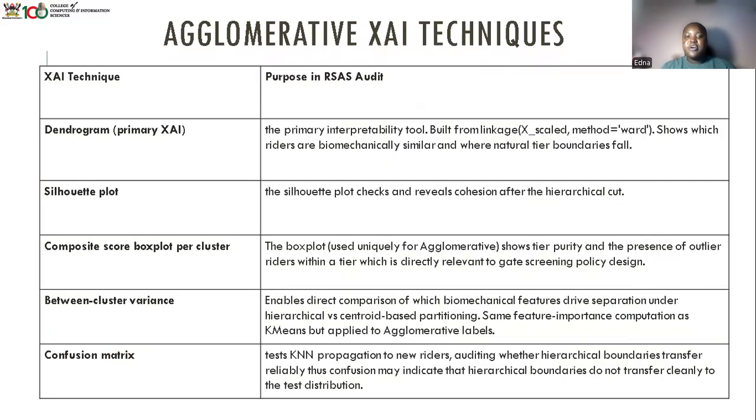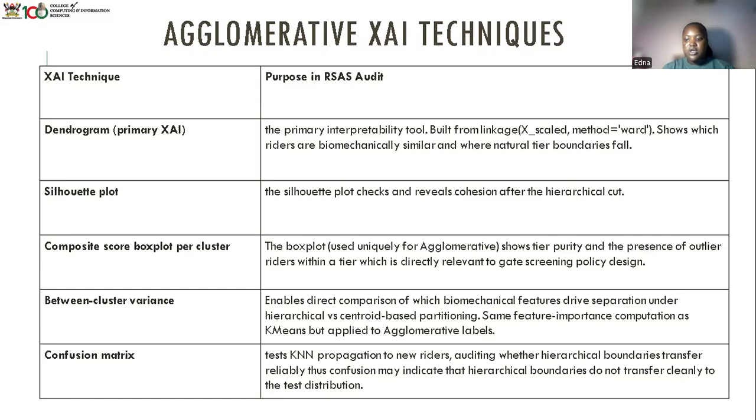Moving on to our agglomerative explainable AI techniques. Still, we have 5 techniques here, and the first one is the dendrogram, which is the primary interpretability tool, which shows the full merge history. For example, which riders are the most biomechanically similar, at what distance the tire boundary forms, and where to cut each tree.